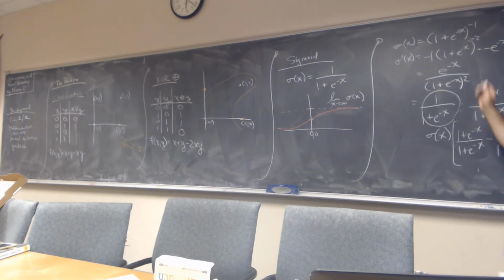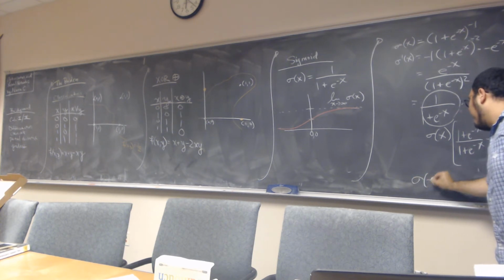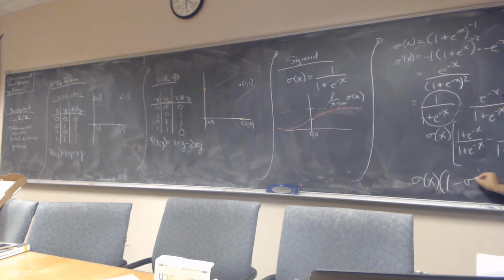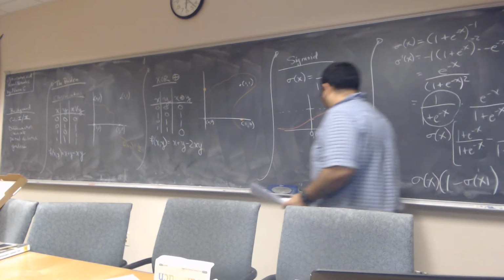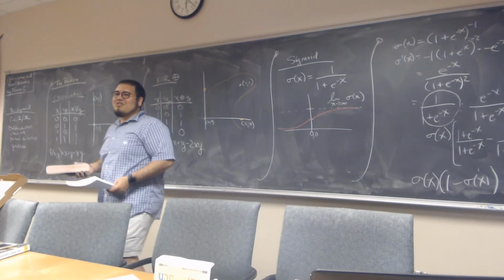Okay, so the derivative of the sigmoid function is just itself times 1 minus itself. Is that not a nice property? It's good. It means that things don't have to be complicated for us. Okay, does anybody have any questions?